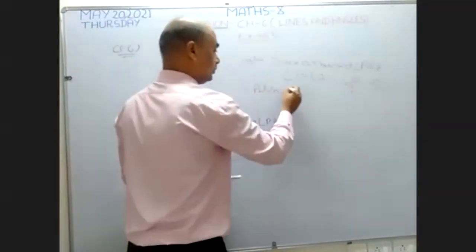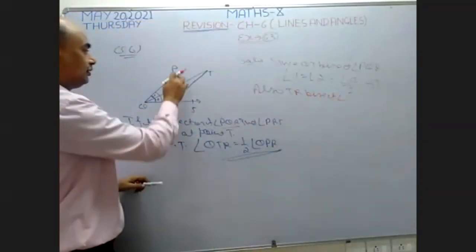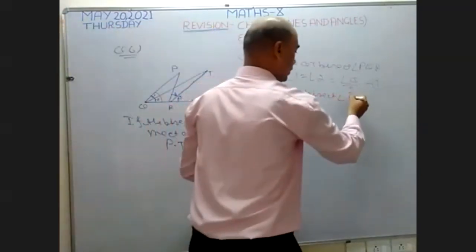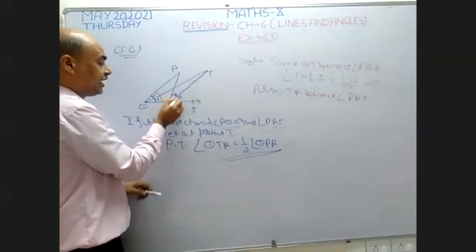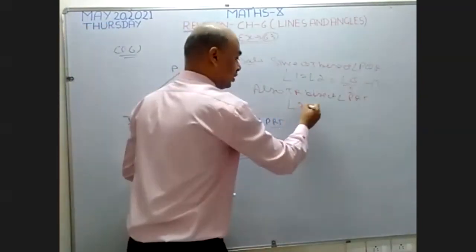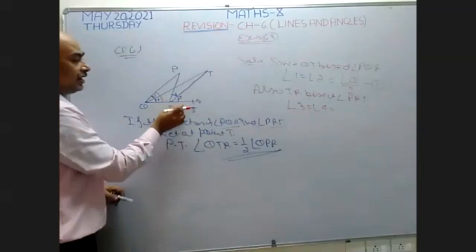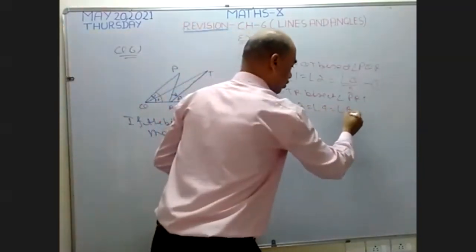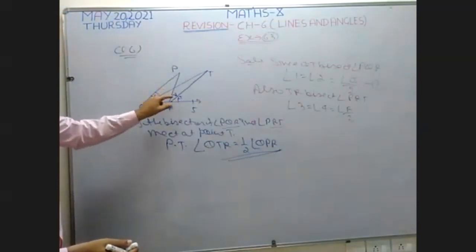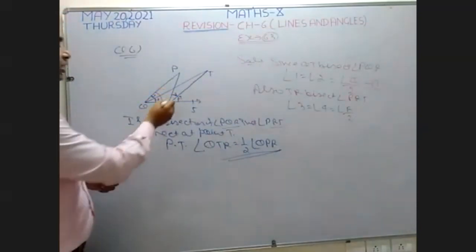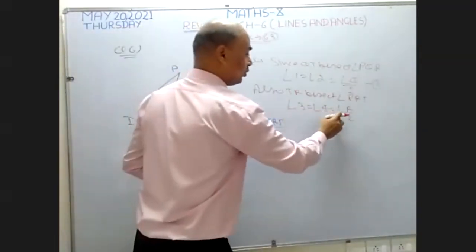So right here also, PR bisects angle PRS. Since this line is going to bisect this angle, angle 3 and angle 4 also become equal. When these two angles are equal, it means each is half of angle R, because this angle is known as angle R. So write angle 3 equal to angle 4 equal to half of angle R.